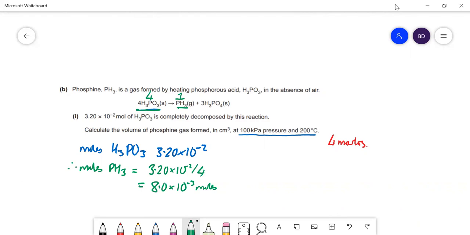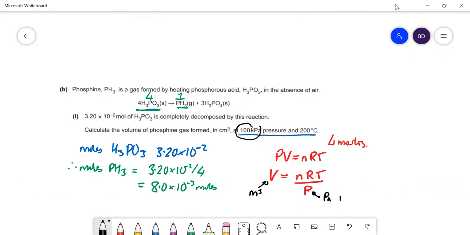Now we need to put this into our ideal gas equation. PV is equal to nRT. We need to just work out the volume, and that's going to give nRT over P. Now we need to be really careful here with the units, because in the ideal gas equation, the volume is in meters cubed, so we're going to have to convert that to centimeters cubed afterwards. The pressure should be in pascals, not in kilopascals. So that's going to be 100 kilopascals, which is 100 times 10 to the 3 pascals. And the temperature should be in kelvins, 200 degrees C. So we've got to add 273 to give us kelvin. That's going to be 473 kelvin.